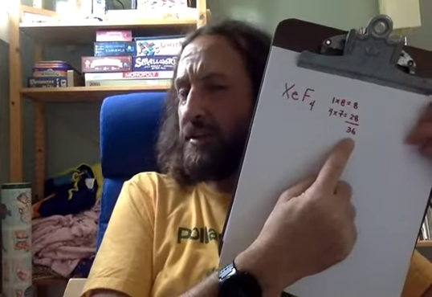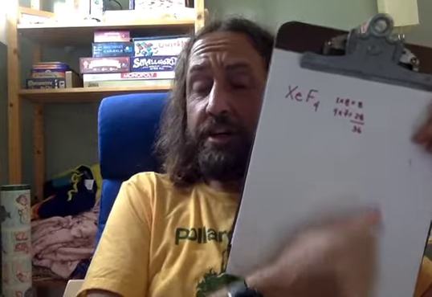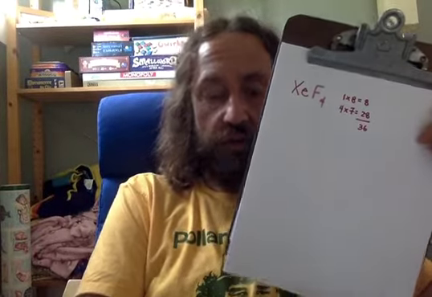So, first thing, we have one xenon, and that has 8 valence electrons because it is a noble gas. And then you've got 4 fluorines, and 4 times 7 is 28. 28 and 8 is 36. We have 36 valence electrons. I don't think that's quite the record, but that's a lot of valence electrons.